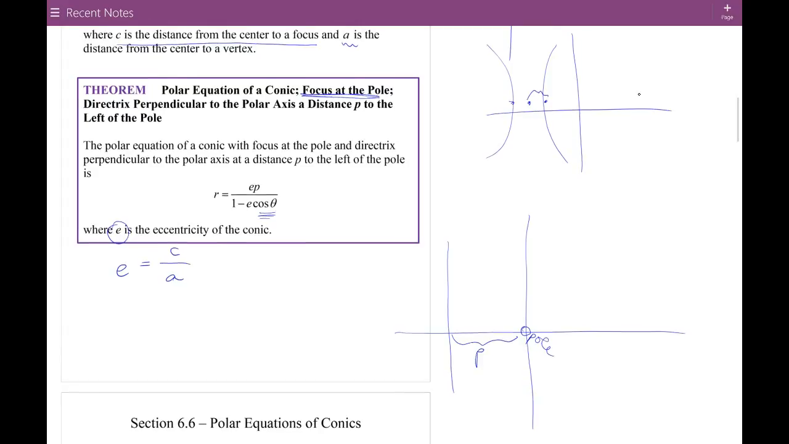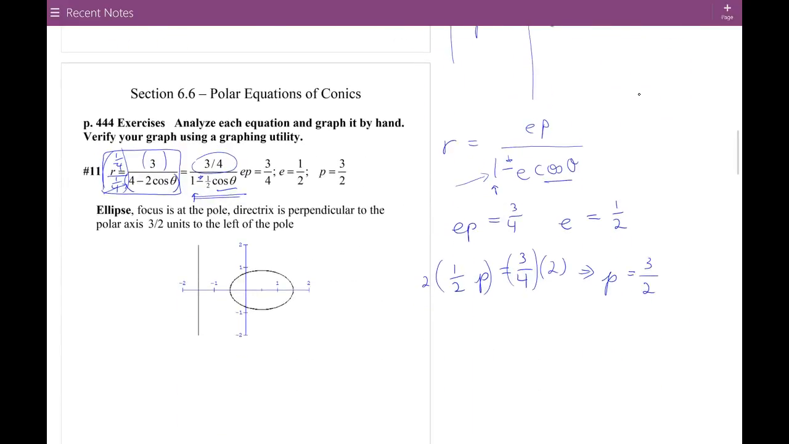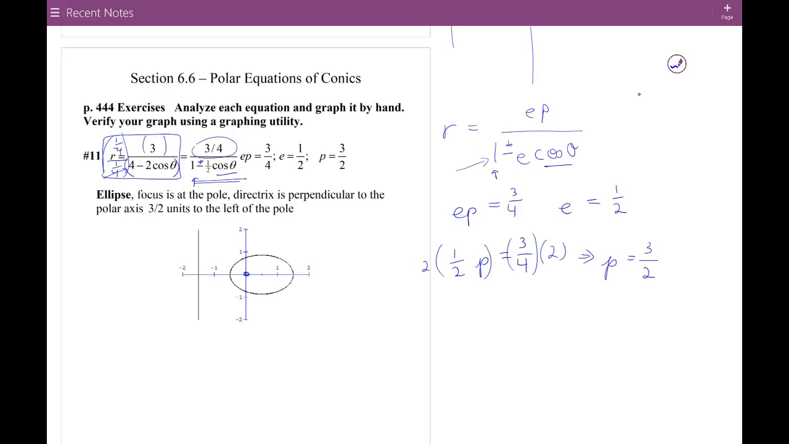So go back to the definition, and p is where the directrix is, a distance p to the left of the pole. So here's the pole. Here's a distance p equals 1.5 or 3/2 to the left of the pole. So this is the directrix. Then the pole is at a focus.